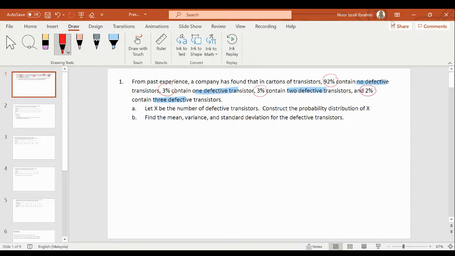So here we have the X, whether 0, 1, 2 or 3, and each of the percentages is actually the probability given, which is 0 is 92%, or I can write as 0.92, 1 is 0.03, 2 is 0.03, and 3 is 0.02. So this is the probability distribution table.